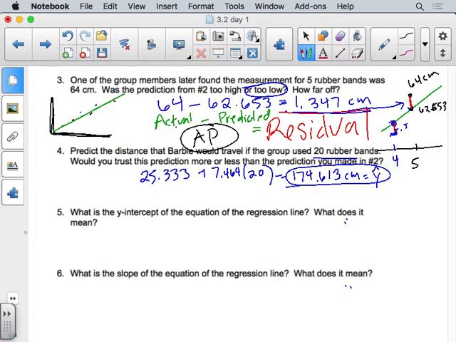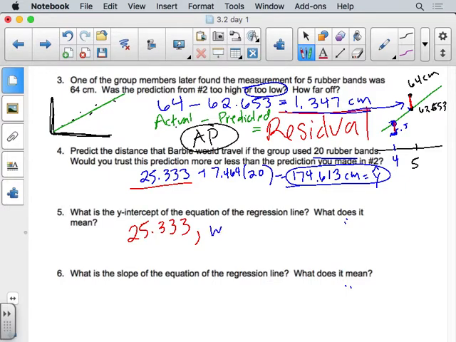So the y-intercept on our equation is 25.333. It's our value. And so what does that y-intercept mean? What did y'all say? Someone want to say their answer? That's how big the Barbie was. Okay, yeah, that at 0 rubber bands, it was just hanging 25.33 centimeters. Yeah, basically that's how big the Barbie was, that's right. And just, it's when x equals 0.